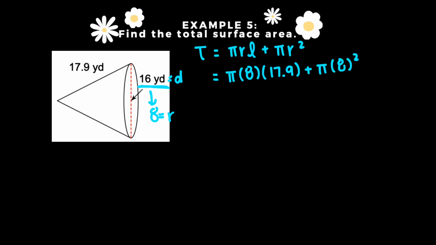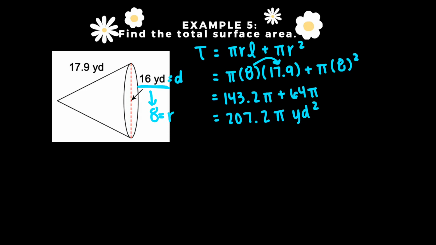I'm going to start simplifying everything. So when I do 8 times 17.9, I end up with 143.2 pi plus, you now have 8 squared, or 8 times 8, so 64 pi. My last step is to combine those together. So in terms of pi, my total surface area is 207.2 pi yards squared. And then as a decimal, that gives me 650.94.